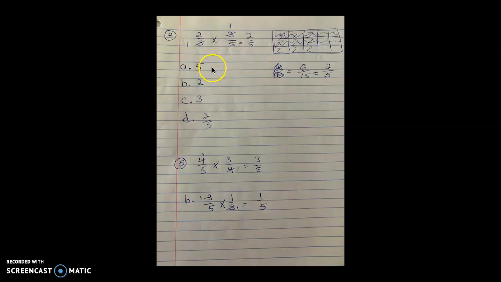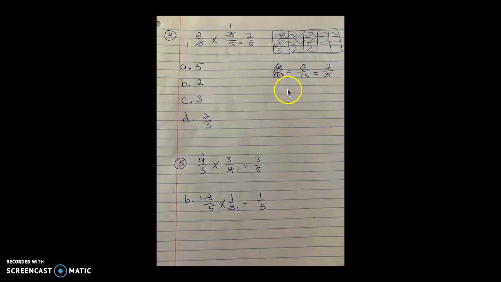So for part A, I drew 3 rows, 1, 2, 3, with 5 columns because that denominator was 3 and that denominator is 5. For part B, I'm going to shade 2 of the rows because of this numerator 2. For part C, I'm going to shade 3 of the columns because of this numerator 3. Then I multiplied 2/3 times 3/5.